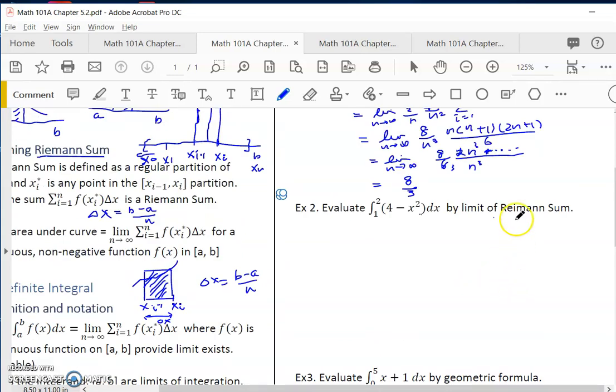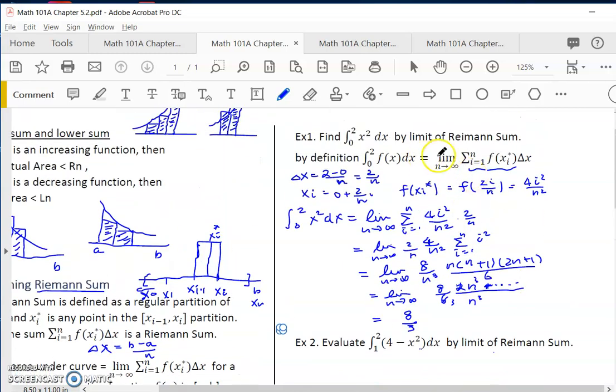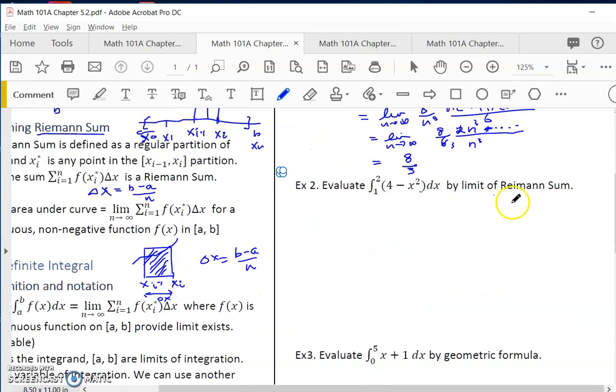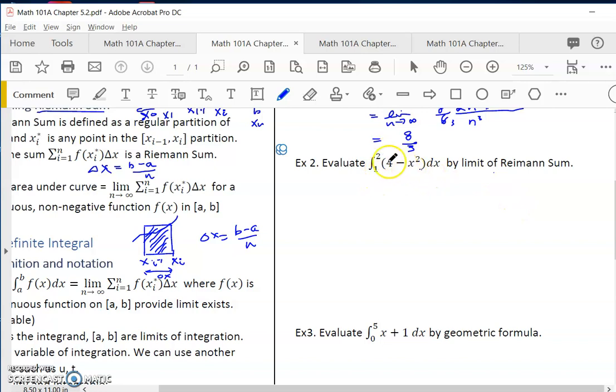So in the last video, I talked about how to do the limit for the really simple function x squared from 0 to 2. I want to do another one, which is the integral from 1 to 2 of 4 minus x squared dx. 4 minus x squared is an upside down parabola, right? So I just want to know what the area is between 1 and 2. Theoretically, that would be like that, right?